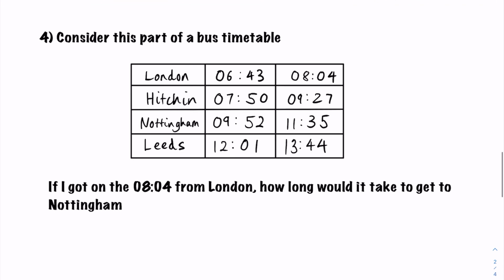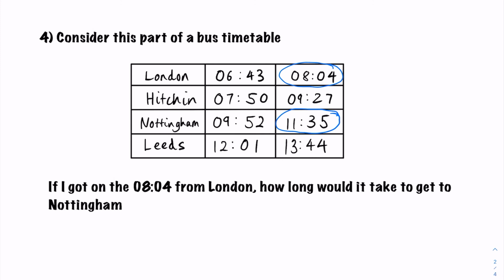Okay, question number 4. Consider this part of a bus timetable, so you can see what times the buses tend to leave from London and when they arrive in Hitchin, Nottingham and Leeds. Okay, so the question asks, if I got on the 8:04 from London, so again on this bus here, how long would it take to get to Nottingham? So this time here. So we're leaving at 8:04 and we're getting to Nottingham at 11:35. So we've got to find the difference between those two times.